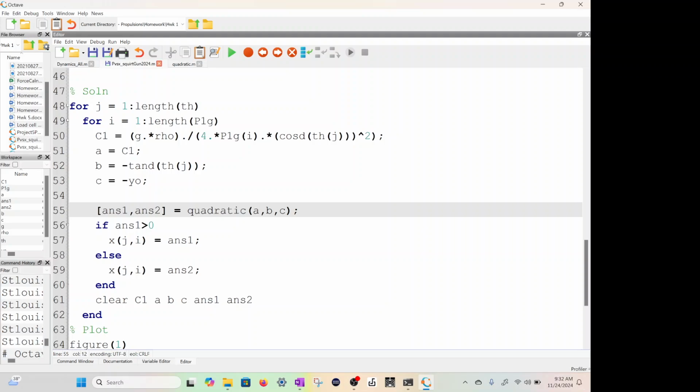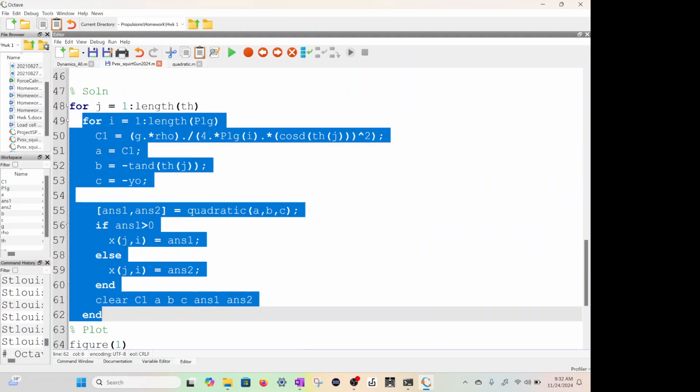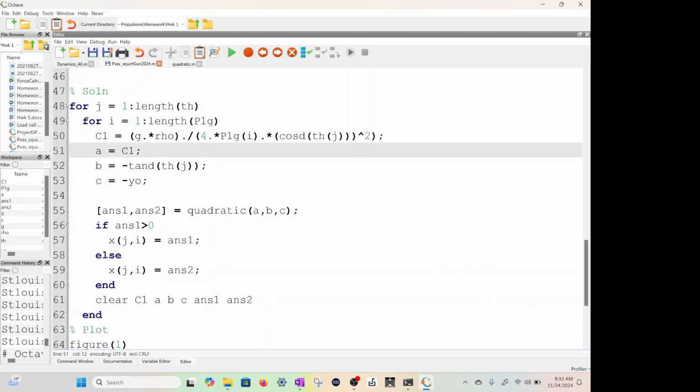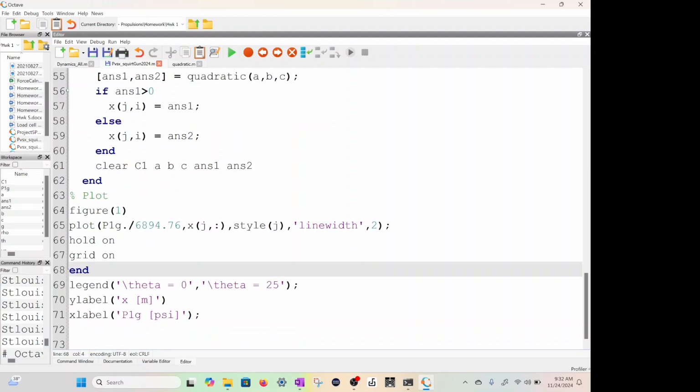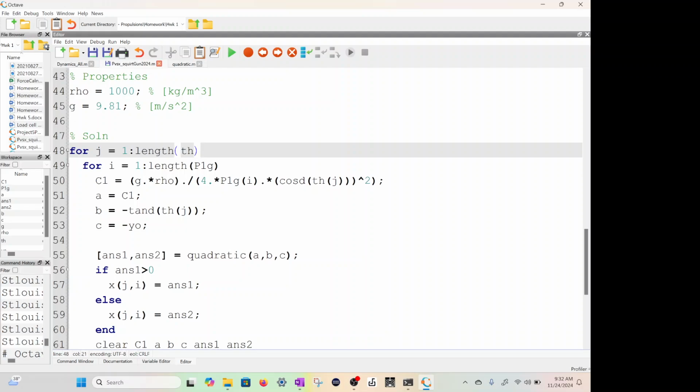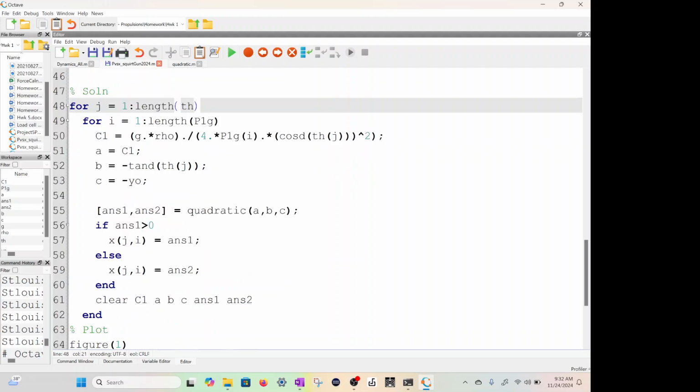I check to see if they're greater than 0. If it's not, then it's answer 2. And then I actually clear everything, and then it goes back up here. So this loop right here calculates X for each pressure based on 0 degrees first. And once it's done all the pressures, then it will plot, and then it goes back up to the top here and does the next theta and does the whole thing again.